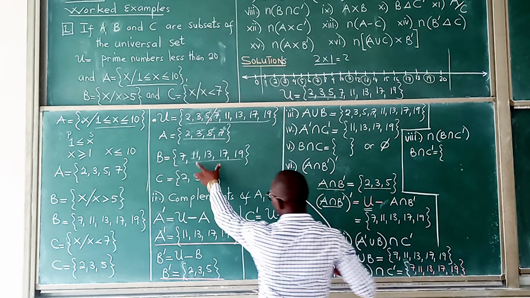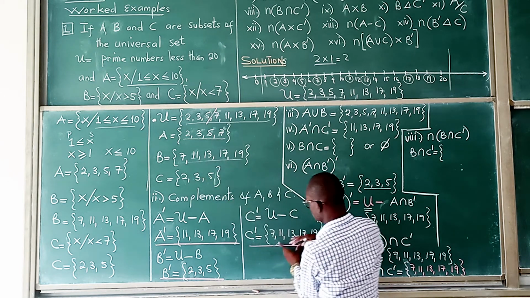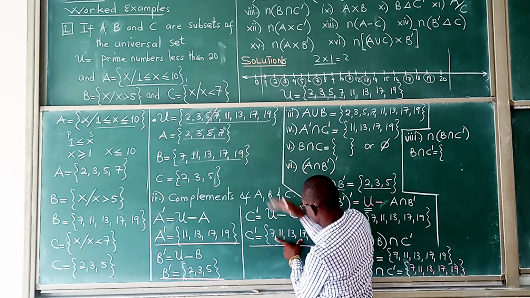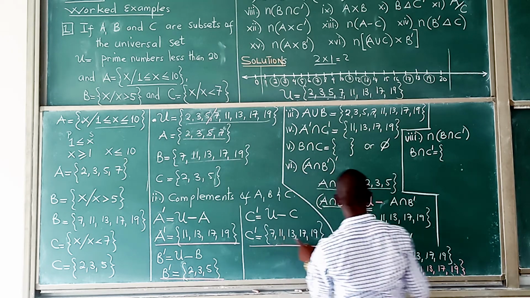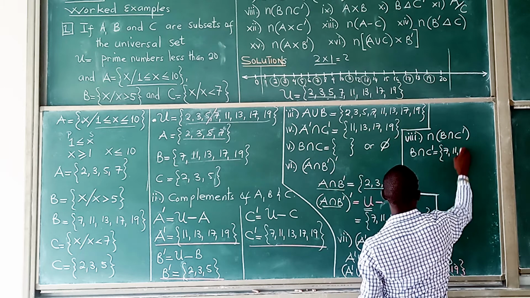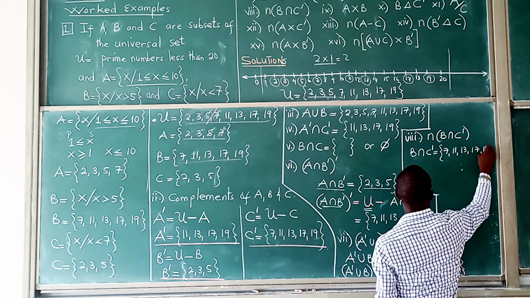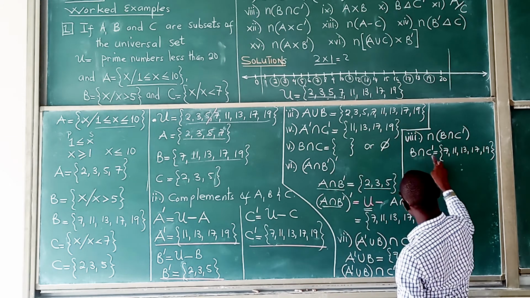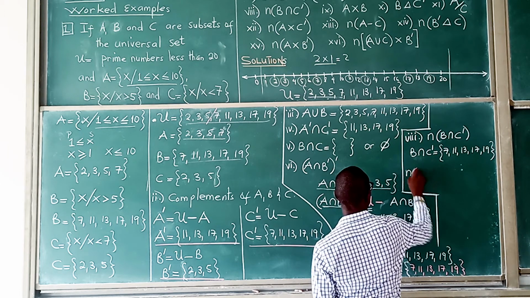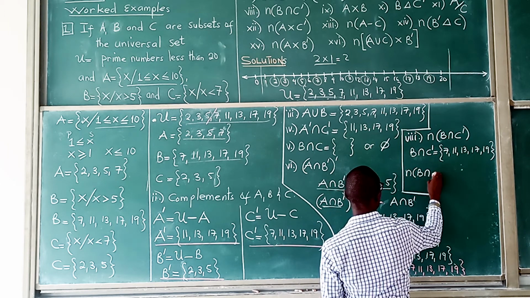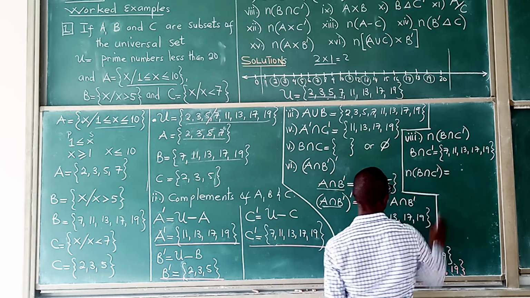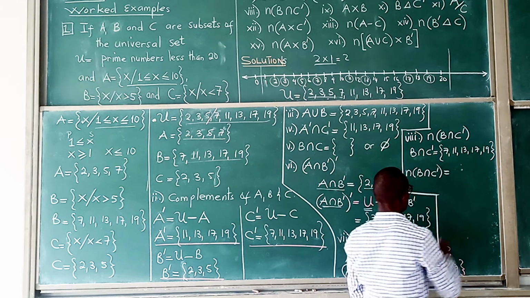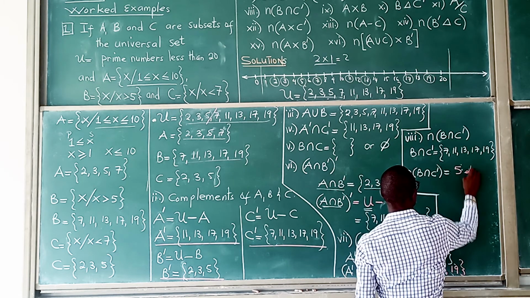What is set B? This is set B. What is set C prime? This is set C prime. So there is B and then C prime. All those elements that are here, that are also here, they are the same, right? So you got 7, 11, 13, 17, and 19 as the intersection for B and C prime. Now we find the number of elements within B intersect C prime. We check the elements: 1, 2, 3, 4, 5. So we have 5 elements.